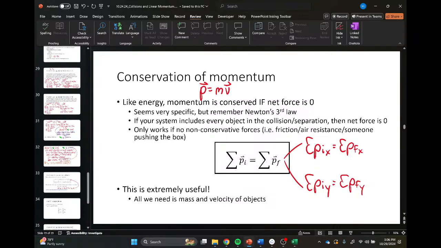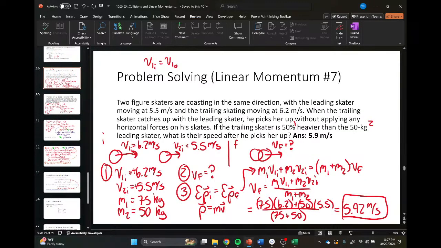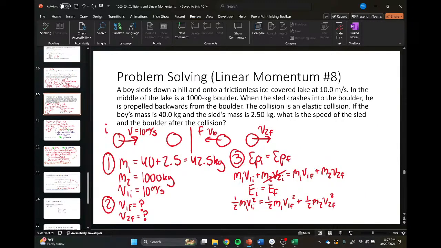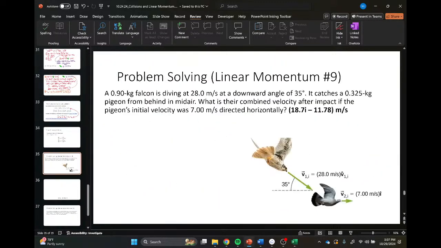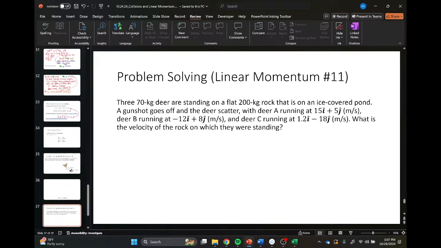So, we look at these problems. For example, this one, 2 figure skaters. Someone picks up someone. That's a collision. They interact with each other. Great, conservation of momentum. A boy slides down a hill and he hits a boulder. That's a collision, conservation of momentum. A falcon hits a bird. That's a collision, conservation of momentum. The last problem we'll do today, some deer are on a rock and then they jump off the rock. What happens? That's a separation, conservation of momentum. All right?